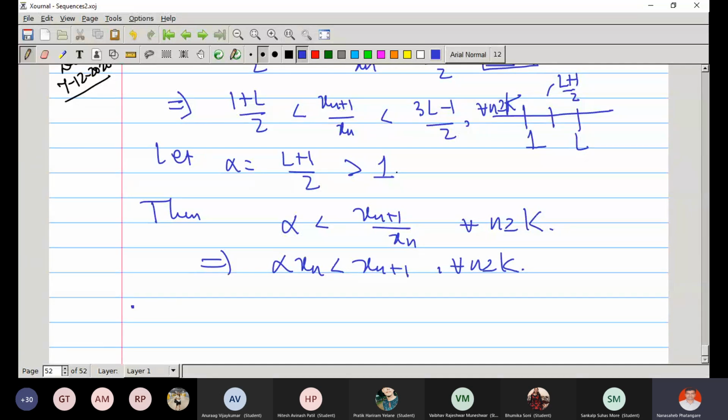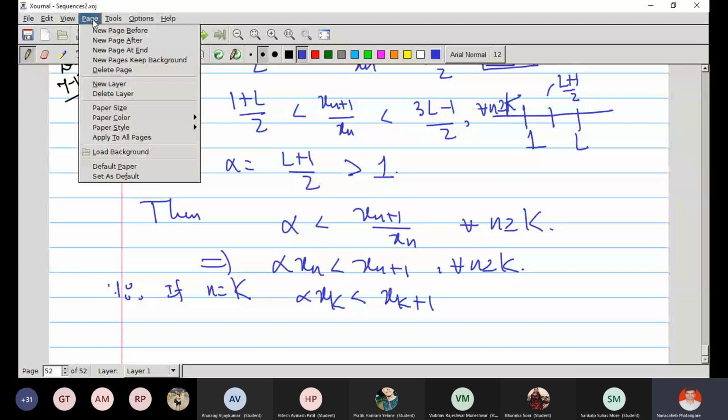Therefore, what can we say if n is equal to k? For every n after k this is true. In particular, if n is equal to k, then can I say that alpha into xk is less than xk plus 1? Am I right? Yes, sir.